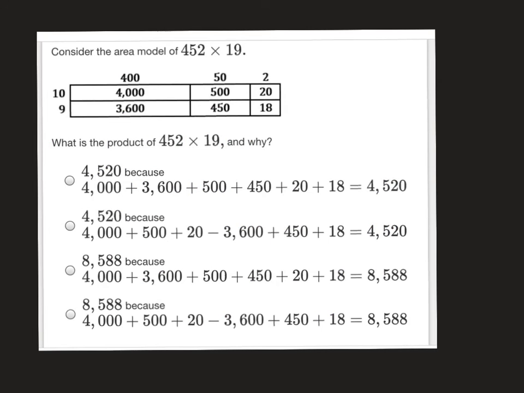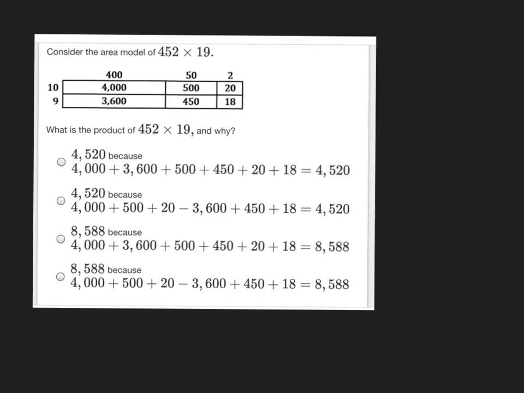All right, on this problem, they break it down and show you what the area model would look like. You could, and I'm going to, just multiply this out for you as well to show you how you could check at least the answer, because they do say what is the product, and they're giving you these products, so you know it's got to be either 4,520 or 8,588.